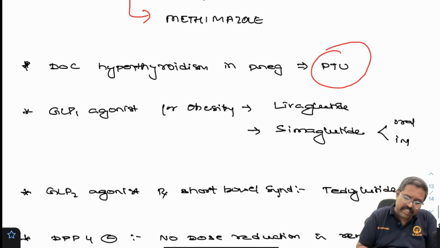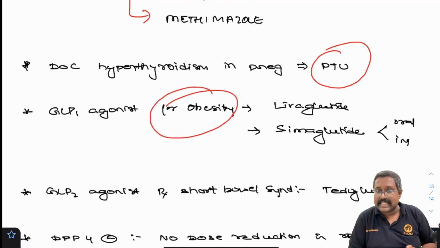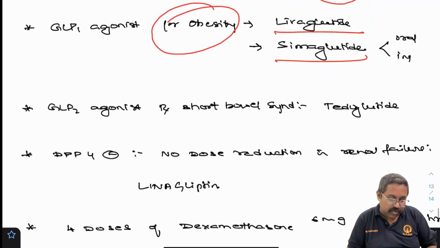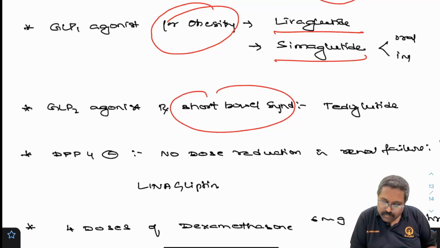What are the GLP-1 agonists which are used for obesity? We have two drugs which I already discussed. That is liraglutide and semaglutide. Liraglutide and semaglutide are also used as anti-diabetic drugs. Which are the GLP-2 agonists that are used for short bowel syndrome? That is teduglutide.